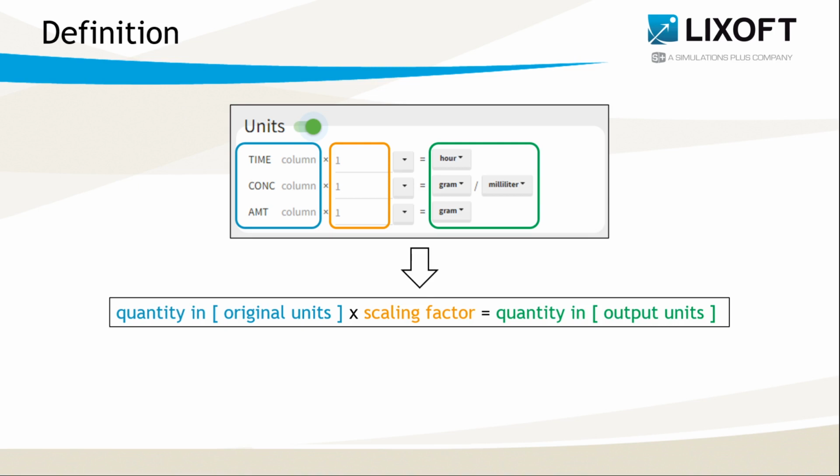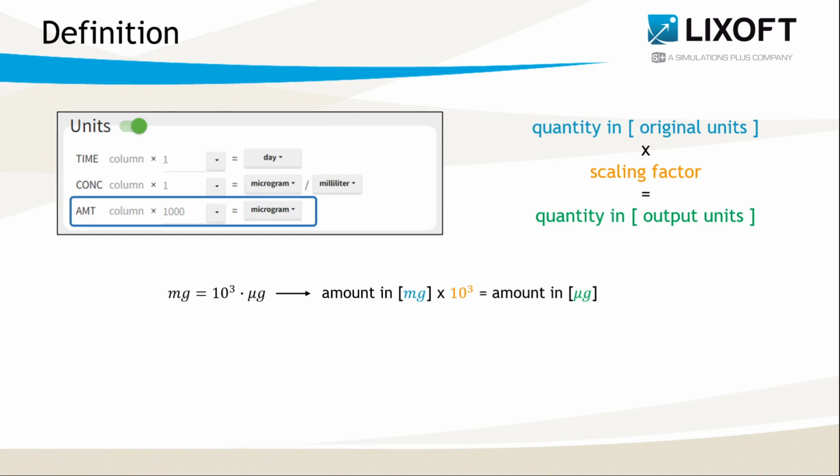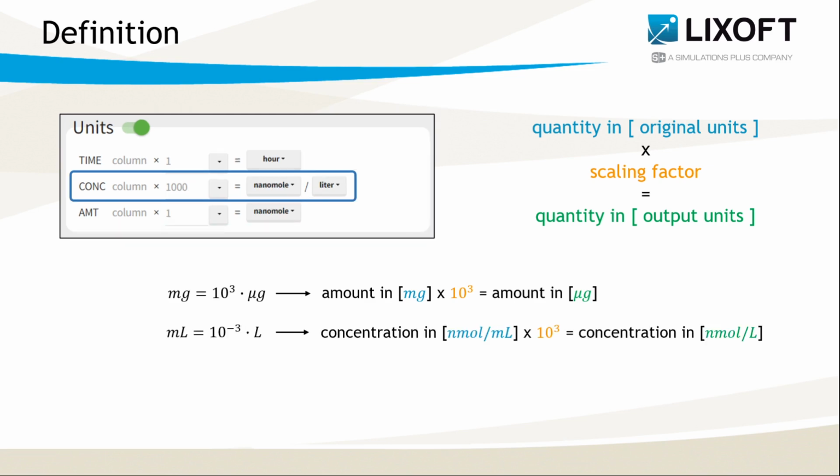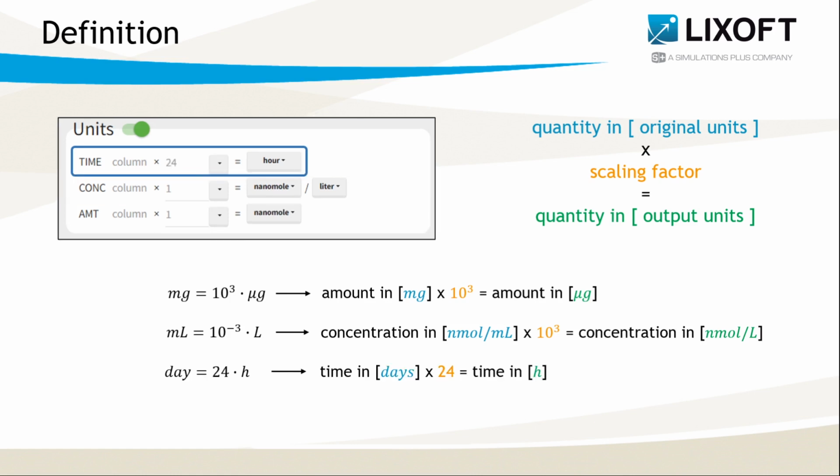You can look at this definition as a relationship between a quantity in the original units and a quantity in the output units. For instance, let's say that a dose amount in my dataset is in milligrams. So to display the results in micrograms, I need to multiply the values in the dataset by 10 to the power of 3. Or let's take a concentration. The original measurements are in nanomole per milliliter, but I would like to use liters instead of milliliters. A milliliter is 1,000th of a liter, but as it is in the denominator, I need a scaling factor 1,000. It works in the same way for time. Measurements in days in a dataset have to be multiplied by 24 to use time in hours in calculations.